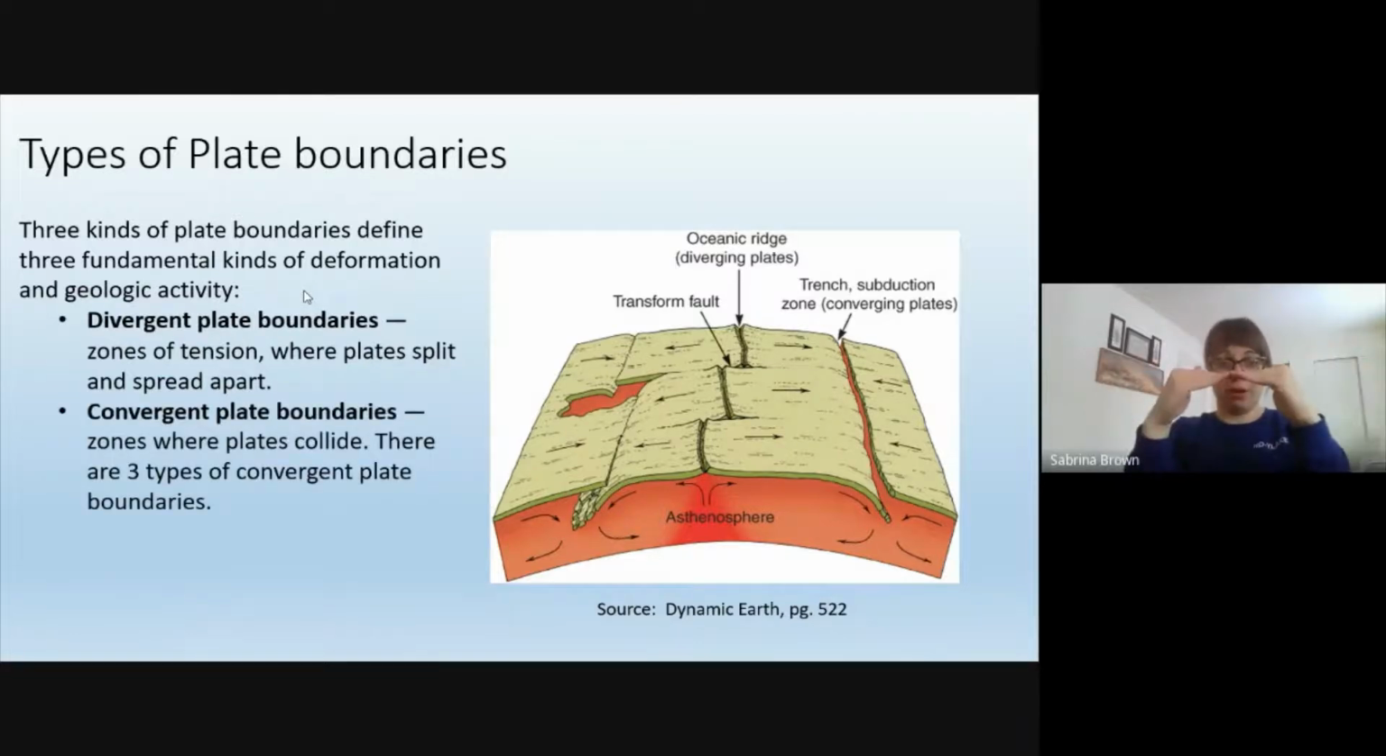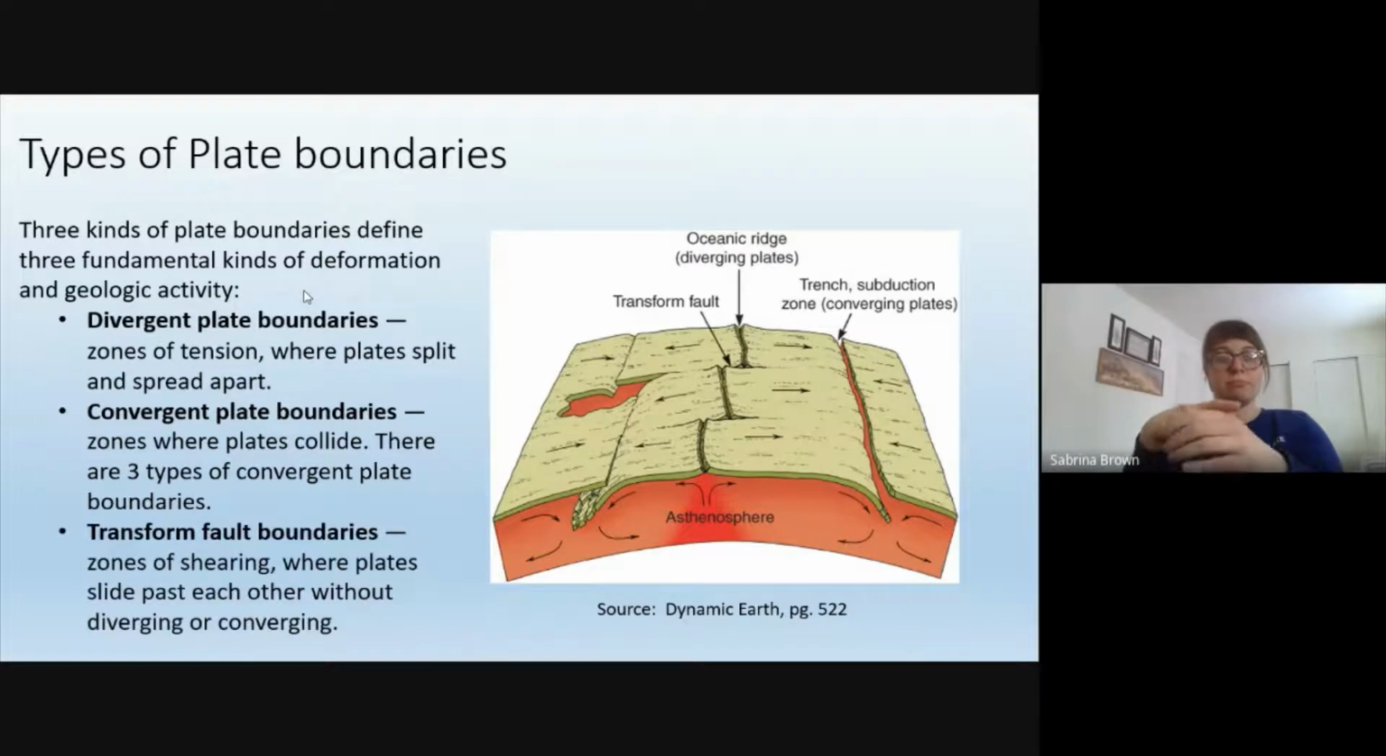At our convergent plate boundaries, this is where we have two plates coming in contact with each other, colliding with each other, coming towards each other. And there are three different types of convergent plate boundaries, which we'll cover here in a second.